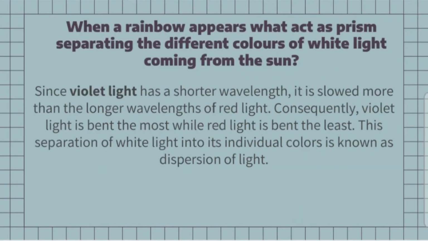When a rainbow appears, what acts as a prism separating the different colors of white light coming from the sun? Since violet light has a shorter wavelength, it is slowed more than the longer wavelengths of red light. Consequently, violet light is bent the most while red light is bent the least. This separation of white light into its individual colors is known as dispersion.